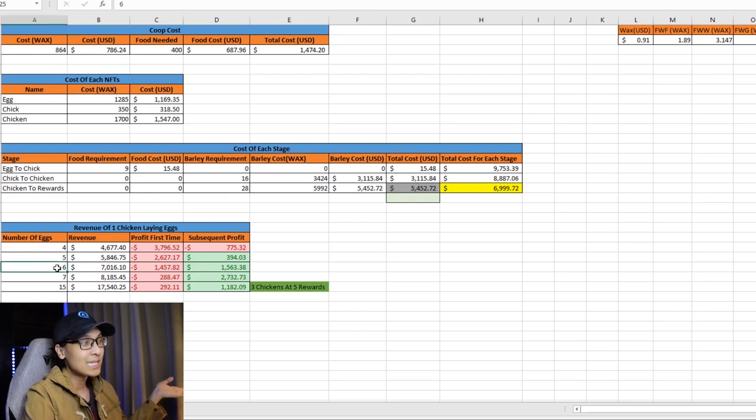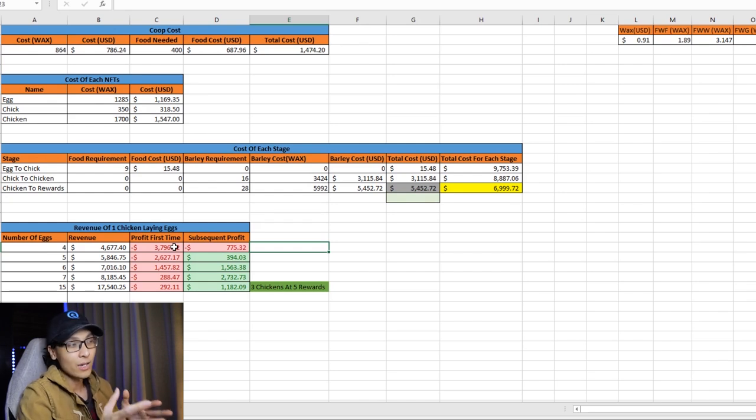And if you can see over here, 6 eggs can actually net you about 1.5k after minusing all the costs on your subsequent profit. However, if you notice over here, for the first time when you actually reap the benefits, your profit will always stay negative. You can only profit from your chicken after you pay for all the cost of the coop and the initial cost of the chicken.